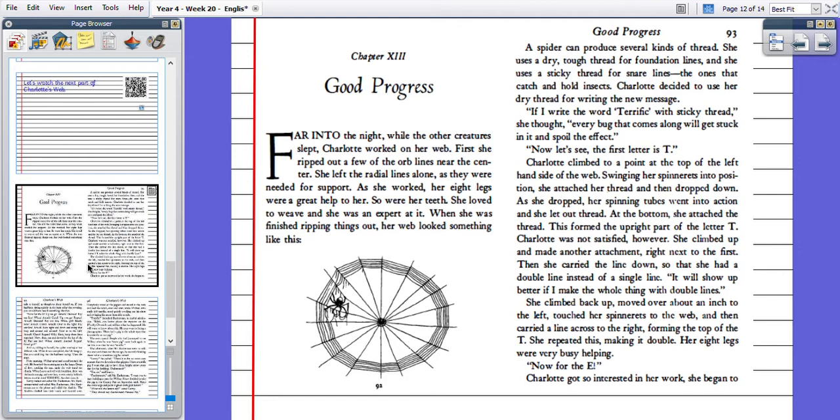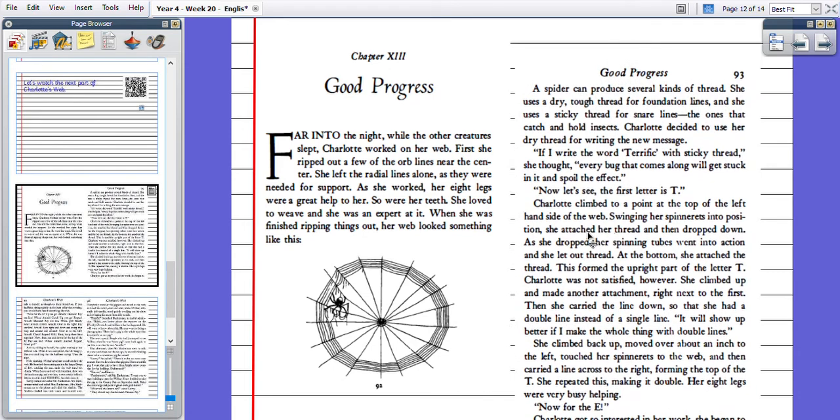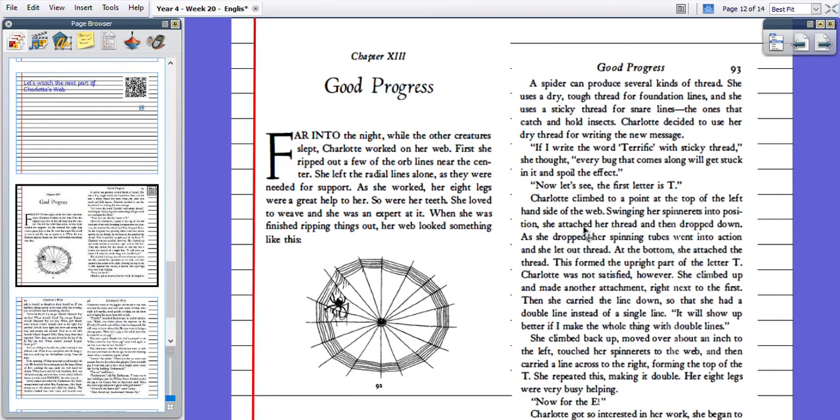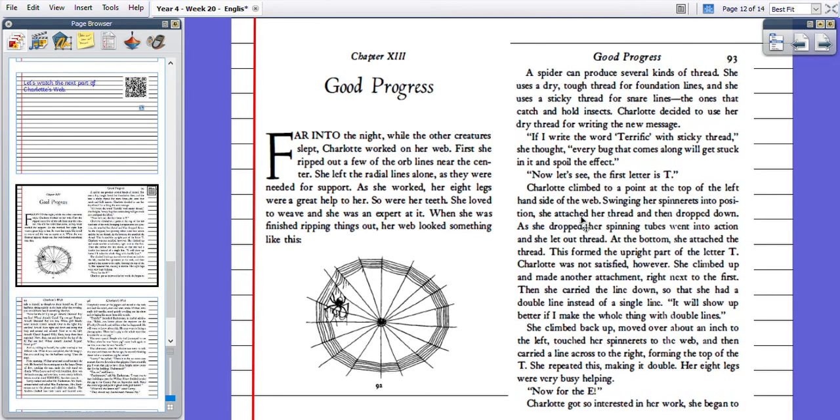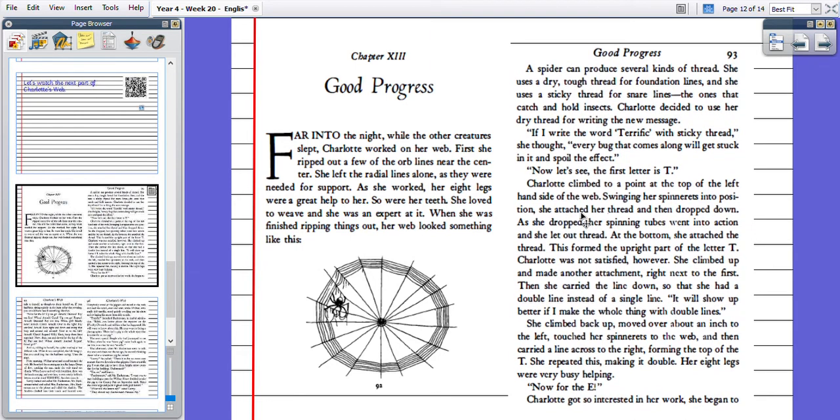As she worked, her 8 legs were a great help to her. So were her teeth. She loved to weave, and she was an expert at it. When she was finished ripping things out, her web looked something like this. A spider can produce several kinds of thread. She uses a dry, tough thread for foundation lines, and she uses a sticky thread for snare lines, the ones that catch and hold insects.